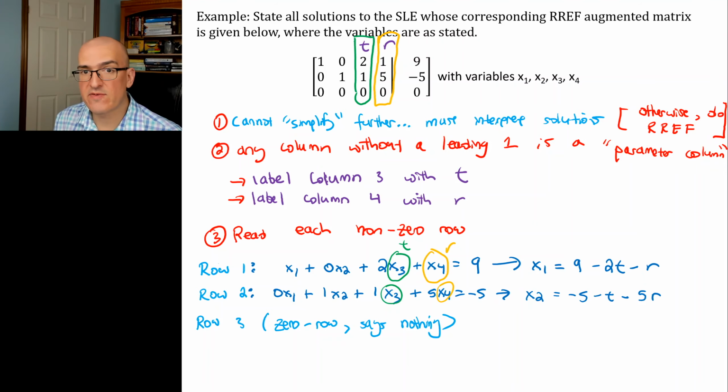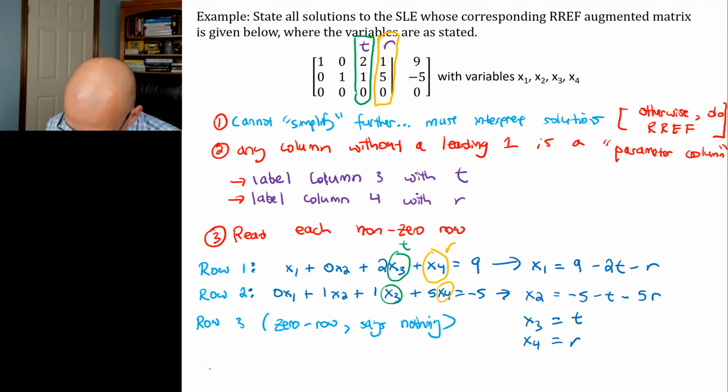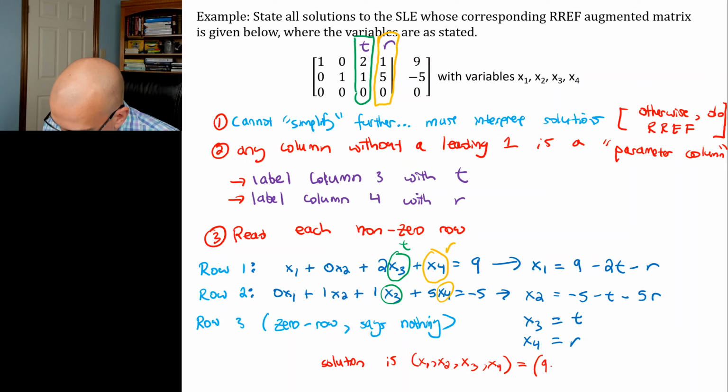Now I have an x3 and I have an x4, and all I do for those is I say what they are in terms of their label. x3 is equal to, I called it t, so x3 is t, x4 is r. And I can state our solution. Solution is x1, x2, x3, x4 equals 9 minus 2t minus r, minus 5 minus t minus 5r, t, r.